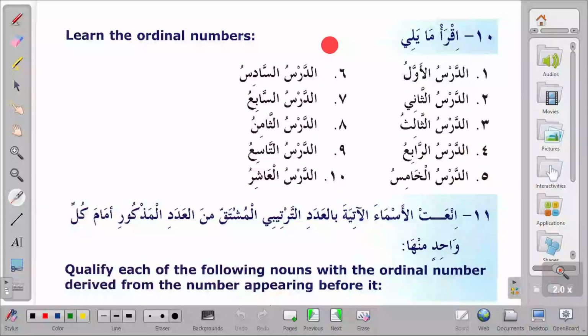So in Arabic, how do you say it? Assuming you are ranking students, you say the first student, the second student, the third student, the fourth, fifth, sixth. So how do you say that in Arabic? The first, second, third, fourth. How is it in Arabic? So that's what we are looking at here. If you see here, he says: Iqra ma yali.